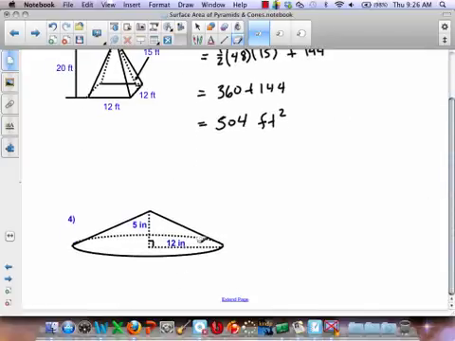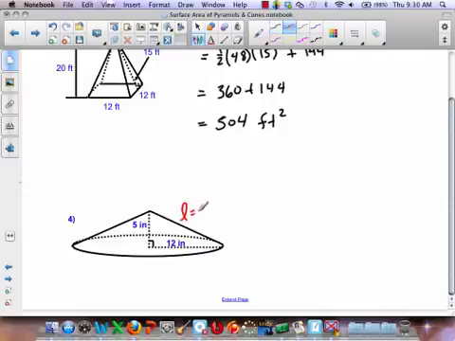Alright guys, number 4. I want you guys to do number 4. Is that a circle? What was my slant height in this problem? 13. Again, guys, that's a Pythagorean triple. 5, 12, 13. You didn't have to use the Pythagorean theorem. You knew that.